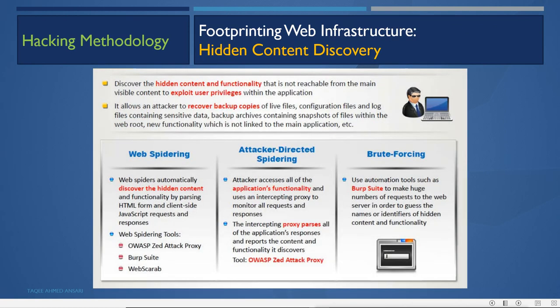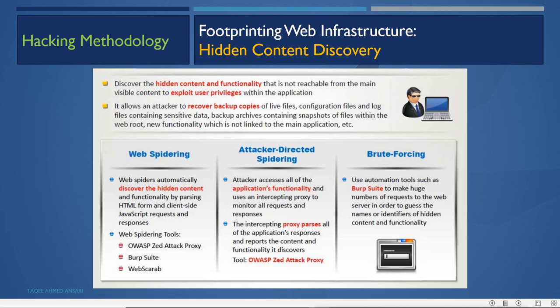Then in footprinting we can see hidden content discovery. Discover the hidden content and functionality. This is not reachable from the main visible content, and can be used to exploit user privilege within the application. It allows an attacker to recover backup copies of live files, configuration files and log files containing sensitive data, backup archives containing snapshots of files within the web root, new functionality which is not linked to the main application, etc.